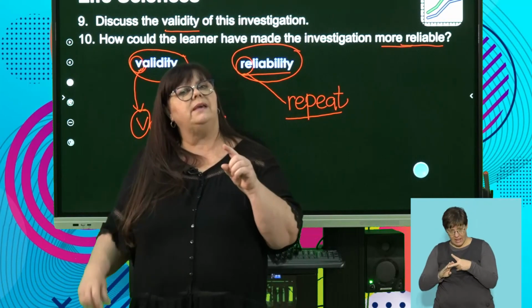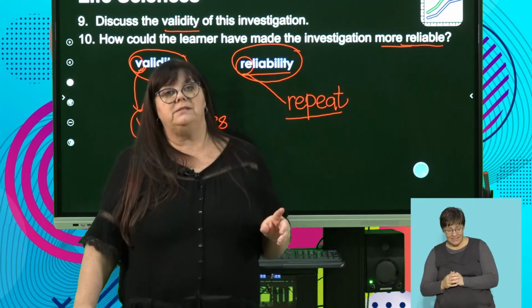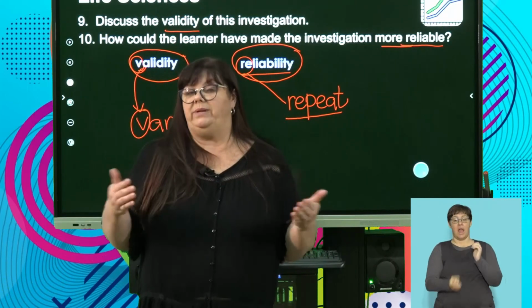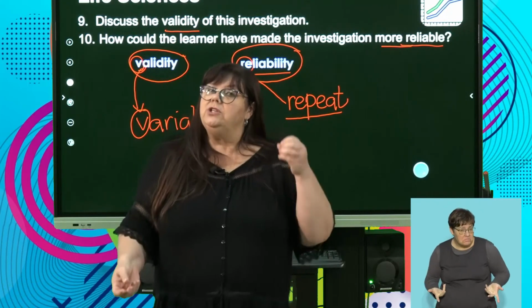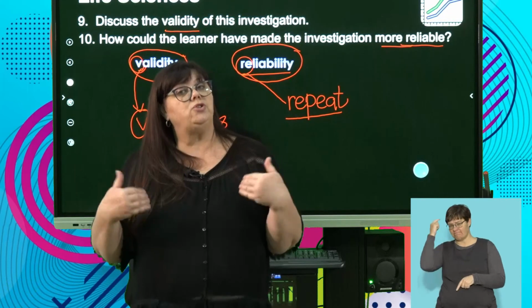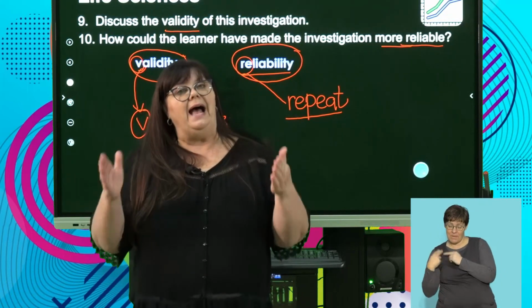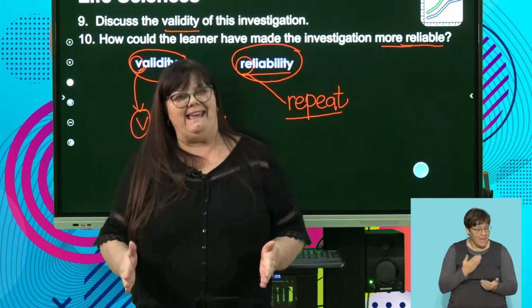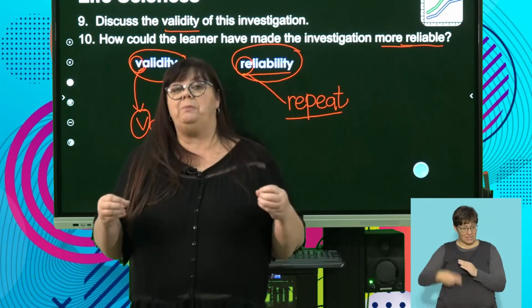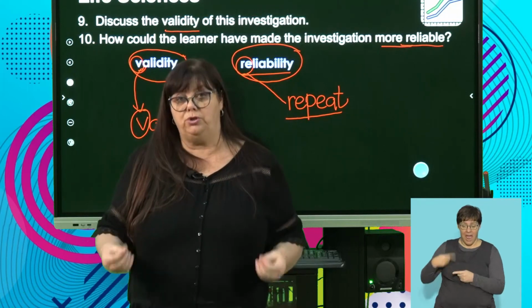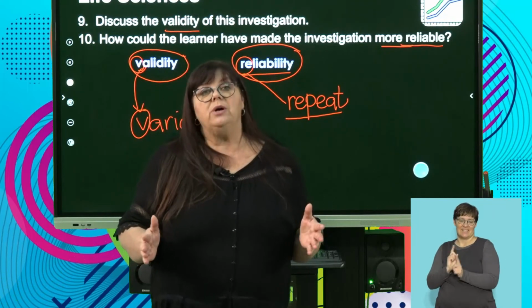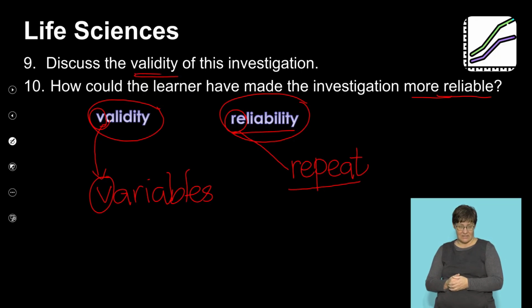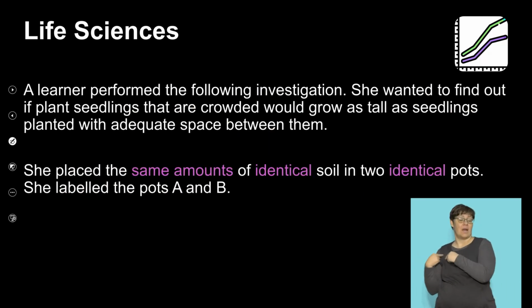In other words, we're asking, was that original set of results just by chance? If we did the investigation again, would we find different results? So what we need to think about when we talk about reliability is, how well can we rely on these results to be indicating the truth to us about this particular experimental setup? So answering the questions, discuss the validity, and asking how we could make it more reliable.